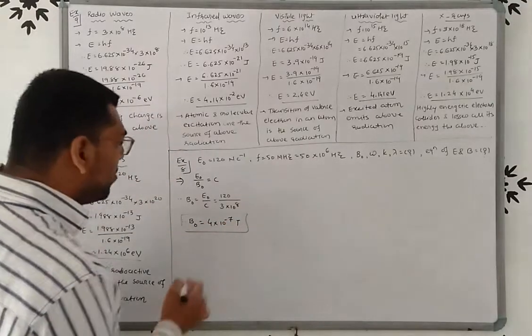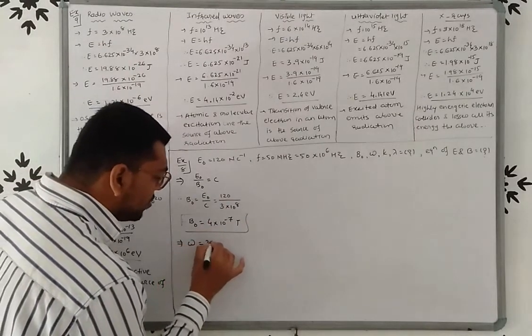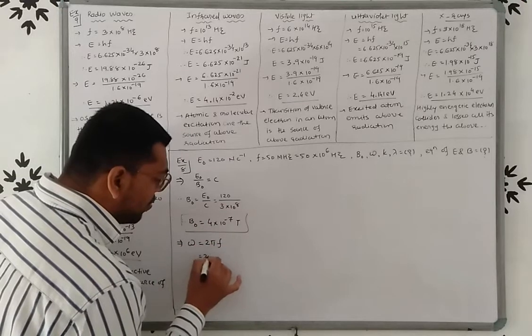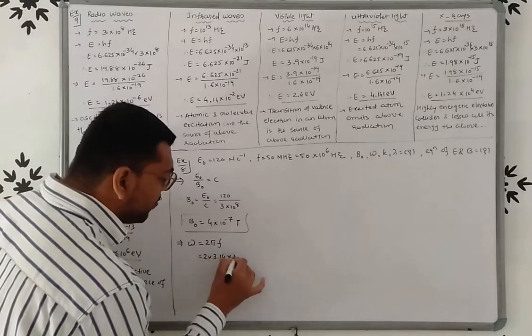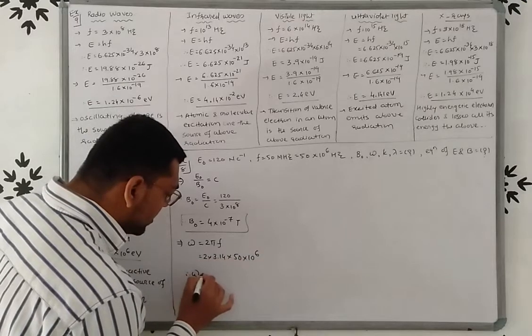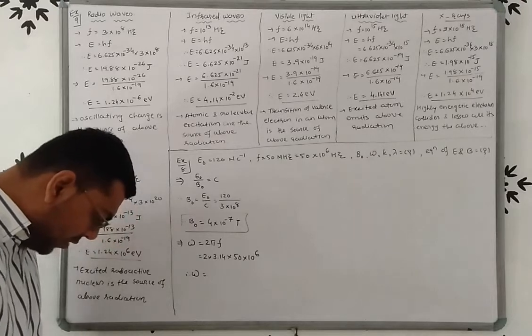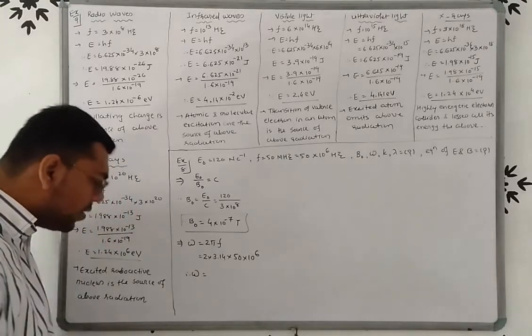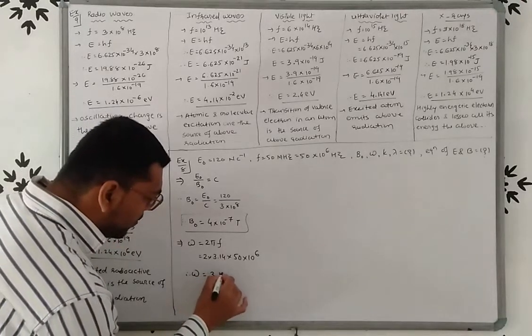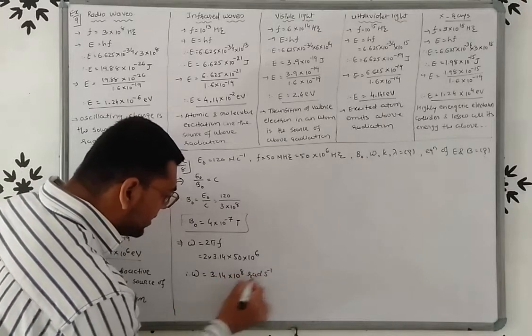Now to find omega, we already know the frequency. We know that omega equals 2 pi f. So 2 times 3.14 times f, 50 megahertz, so 50 into 10 raised to 6. So we get 3.14 into 10 raised to 8 radian per second.